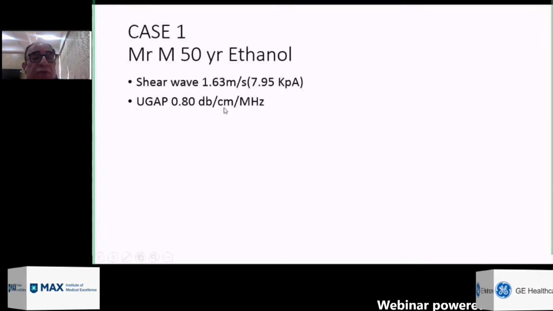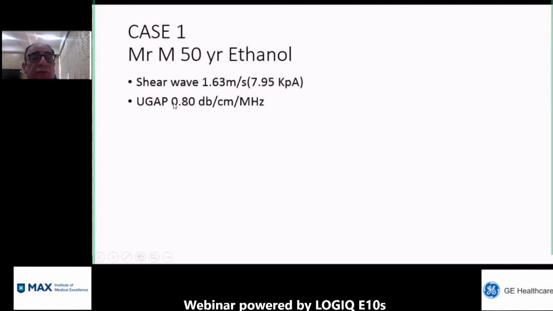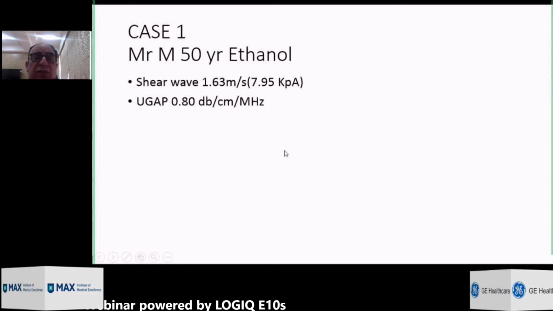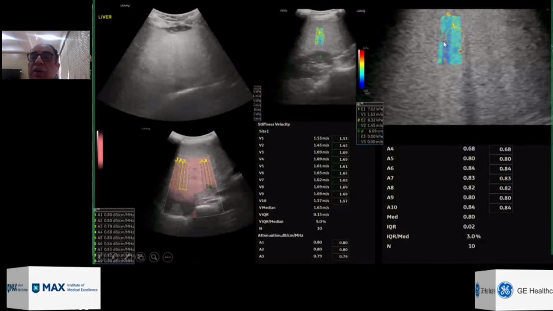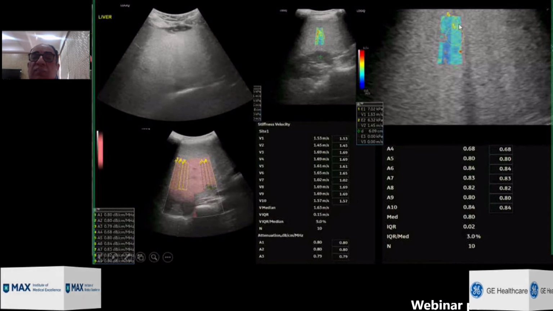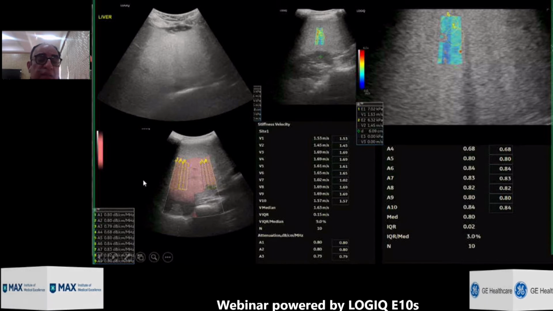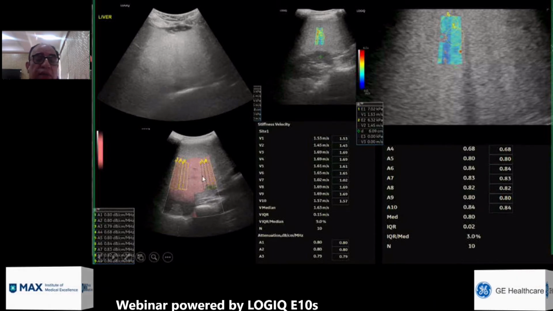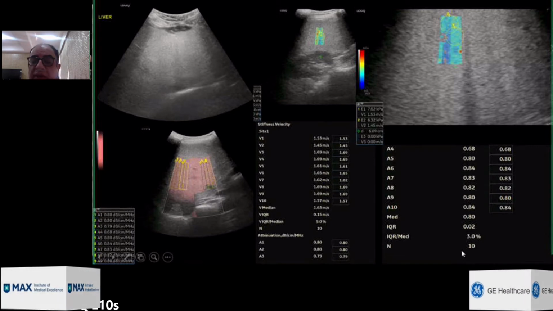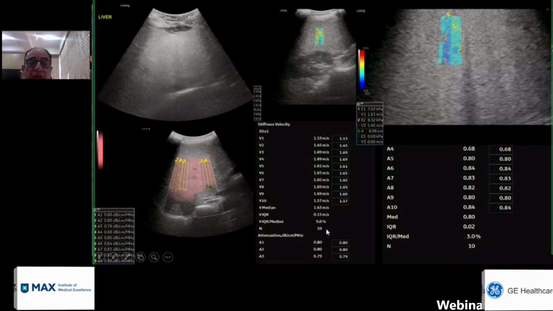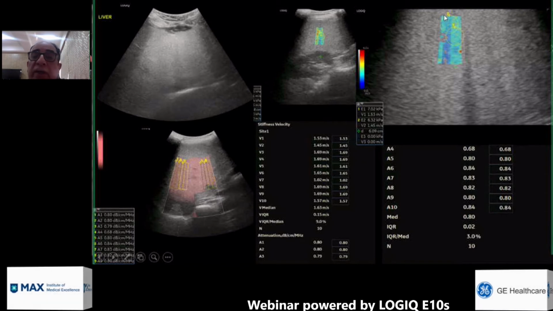Now, this was a case, a 50-year-old on ethanol. His shear wave was 1.63, suggesting F2 to F3, but his UGAP was very high. So you can see the liver looks quite bright. That's a shear wave image that we are doing. You can see that the shear wave quality is yellow, the ROI is yellow, so we can rely on the map, and that is the UGAP. Again, all the ROIs are yellow, suggesting that we can rely. And these are the measurements that you get. The IQR is 3%. And the IQR is 9%, so pretty homogeneous, and that is because we are already pre-selecting.